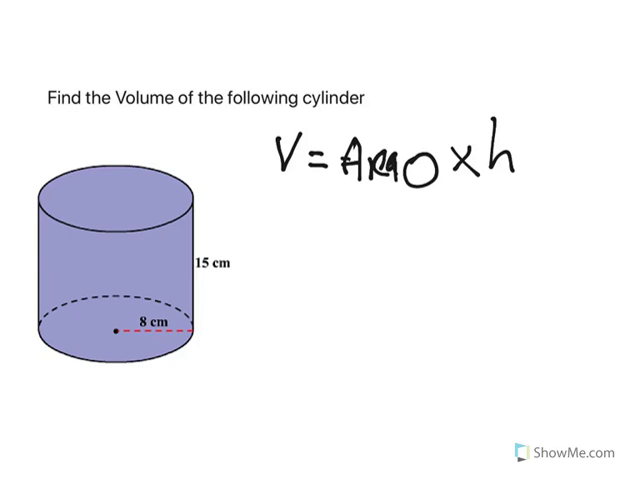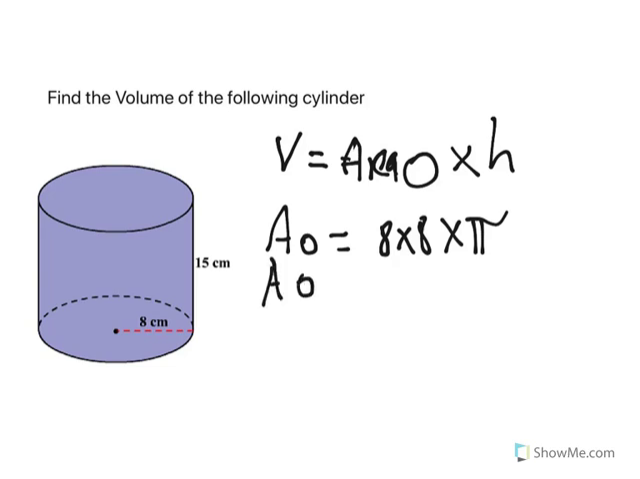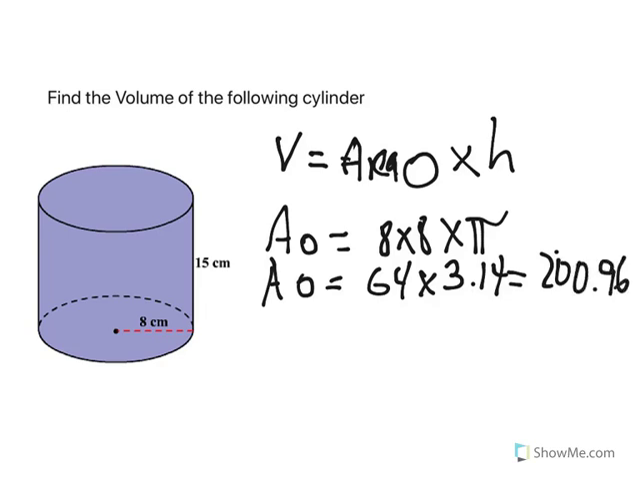So let's find out the area of the circle. It's going to be equal to radius squared, so it will be 8 times 8 times pi. And I know 8 times 8 is 64. So pretty similar to the one we did before. With pi as 3.14, 64 times pi is 200.96. Those problems have the same area of the circle, but the height is different, so your final answer is going to be different anyway.